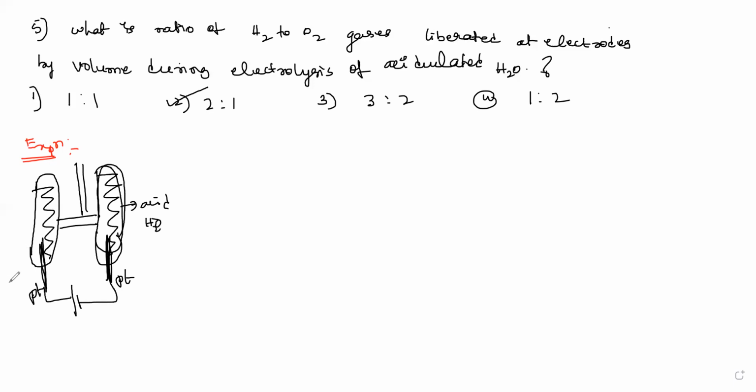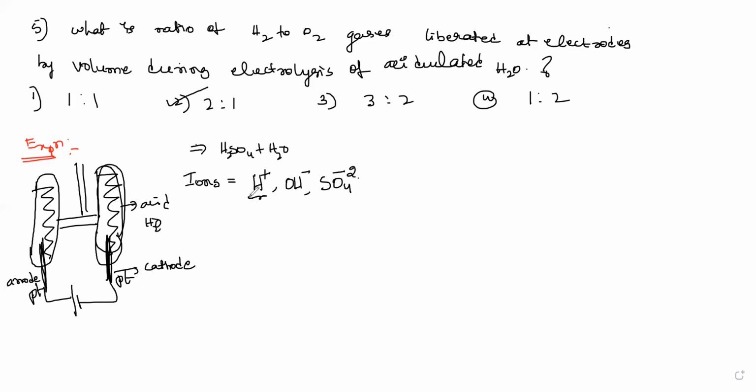Generally, one is given as the anode and the other as the cathode. Acidulated water means we are taking H2SO4 plus H2O. In the solution, which ions are present? H plus ions and OH minus ions are given by water, and H plus ions and SO4 minus 2 ions are given by H2SO4. So these three types of ions are present in the solution.